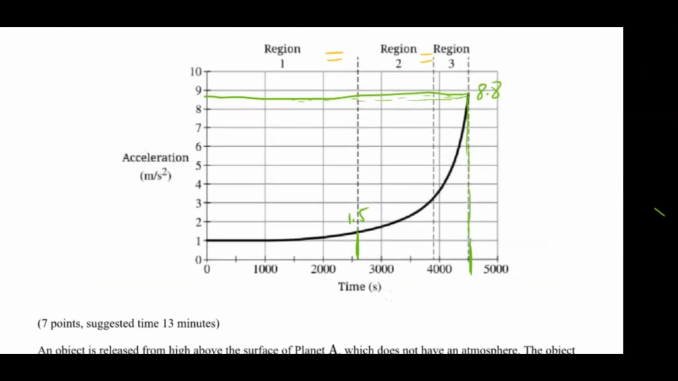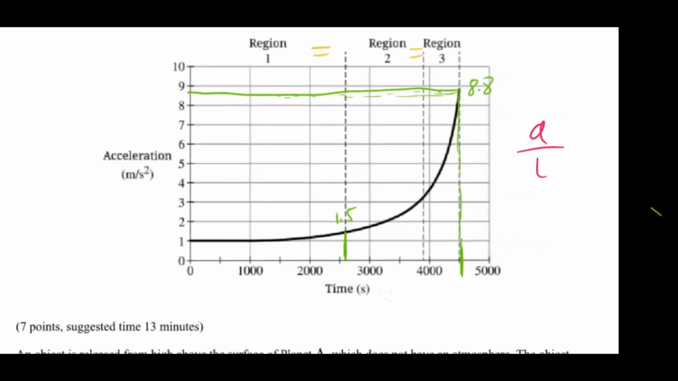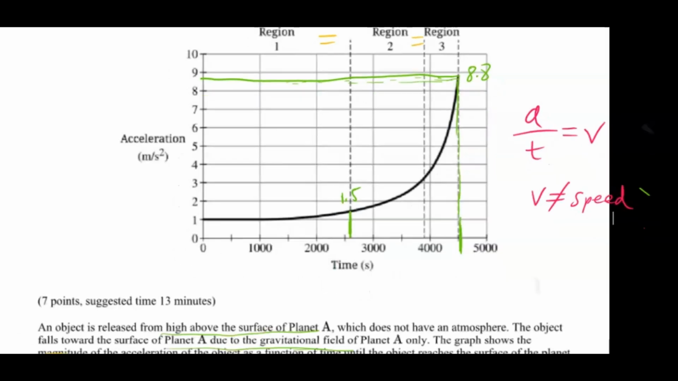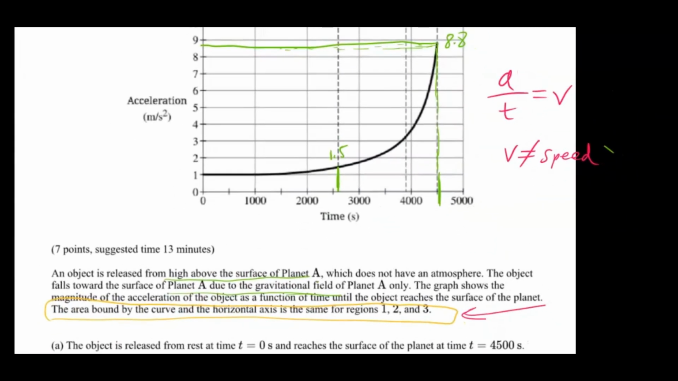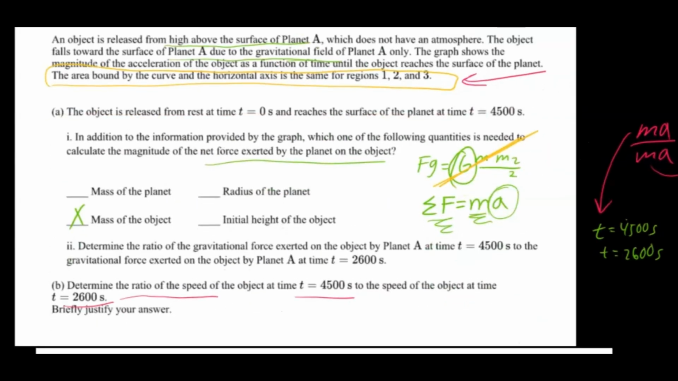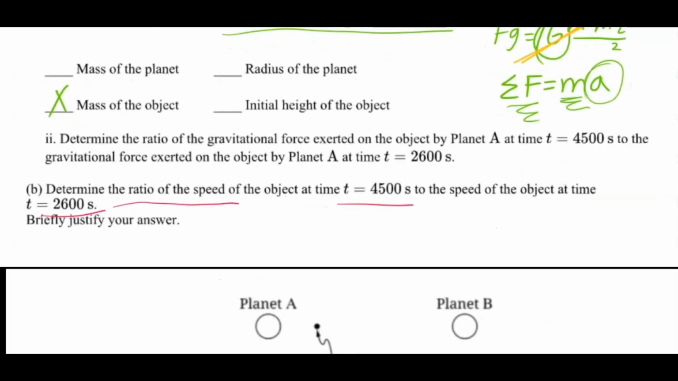Something to note here is that it's asking for speed, and the graph of acceleration over time gives us the velocity. Velocity is not the same thing as speed, right? However, in our case, because it's only accelerating in one direction, velocity is just speed with direction. So in our case, it really doesn't matter. We can use them interchangeably for now.